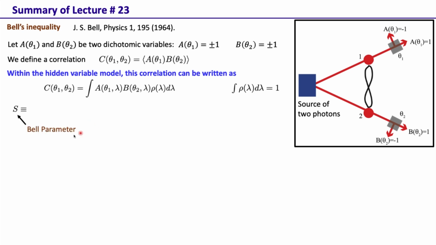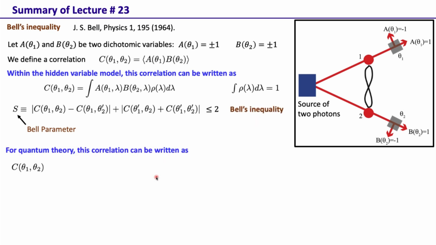So within this hidden variable model, Bell constructs a parameter called the Bell parameter, which is basically these similar types of correlations put together in this manner, where theta 1, theta 2, theta 1 prime, theta 2 prime are the four distinct values. And for the hidden variable theory, we have seen that this S has to be less than or equal to 2. That's called Bell's inequality.